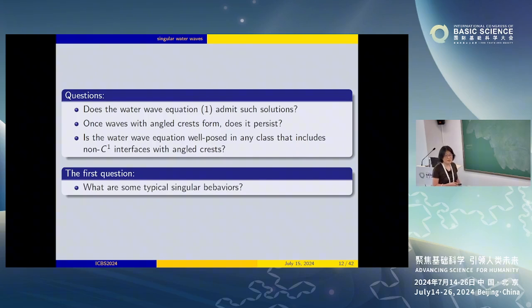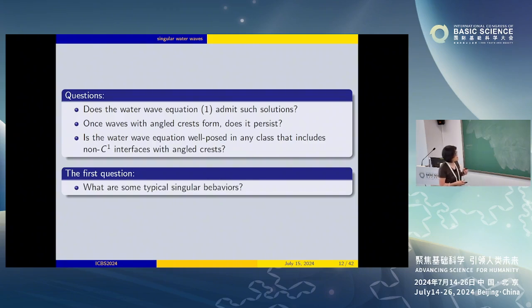Of course, it's well known that if a wave forms, for example, something happens in Japan, the wave can move all the way to California. It can just persist, it can just continue. So whether some storm in Japan will eventually move to California and keep the angled crest form. So the essential question is: is the water wave equation well posed in any class that will include a non-C1 interface with an angled crest?